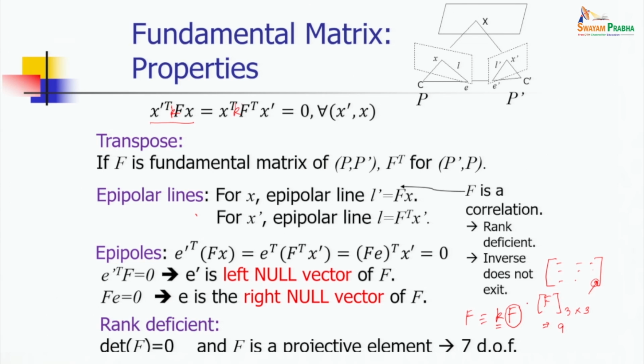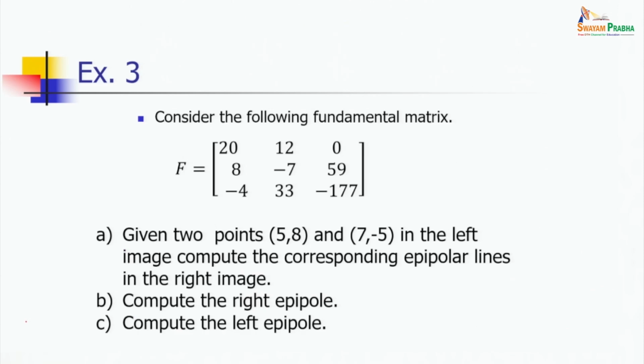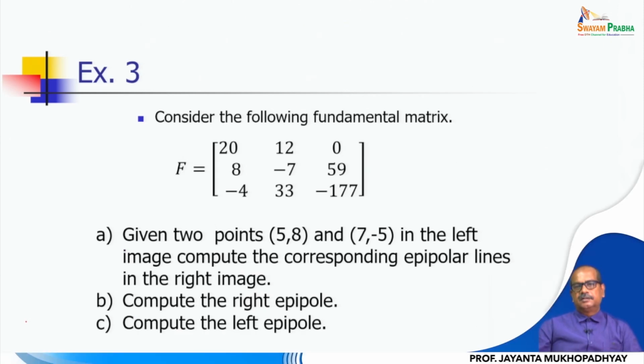But the other constraint on F is that its determinant is 0. So this is the second constraint. With these two constraints, the number of independent parameters in F is 7, and we say F has 7 degrees of freedom. So let us now try to understand these relationships with some example.